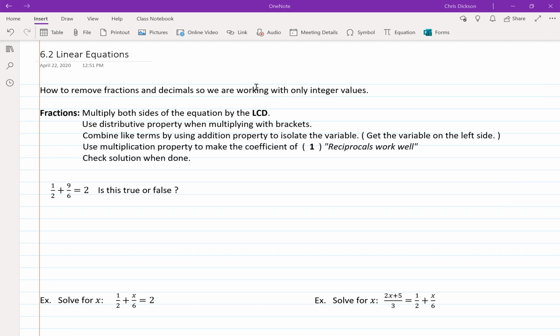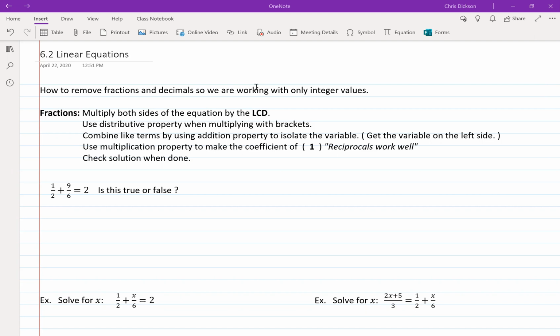And so we look at multiplying both sides of the equation by the LCD. We use the distributive property when multiplying brackets. Combining like terms by using the addition property to isolate the variable. And it's preferred that we get the variable on the left side at some point, but you don't have to do it right away. You can wait till the very end and just flip the equation around, which is what I like to do. And then we also use the multiplication property to make sure the coefficient in front of the variable is 1. And using the reciprocals method works quite well. And of course, at the very end, you should always check your solution to see if you're correct.